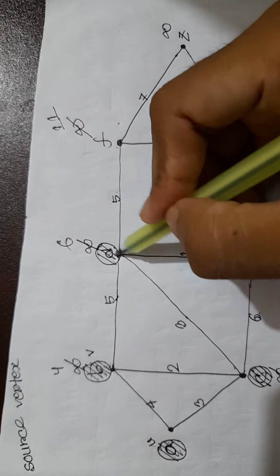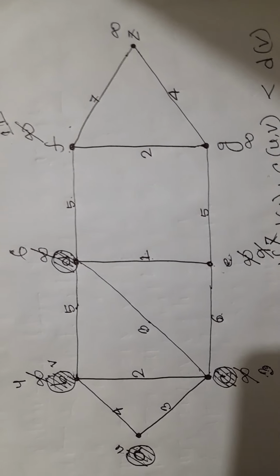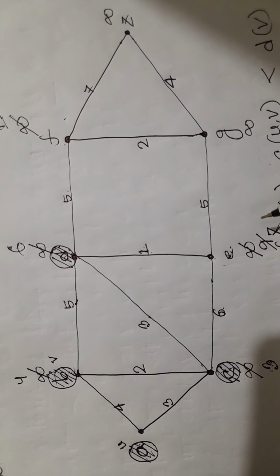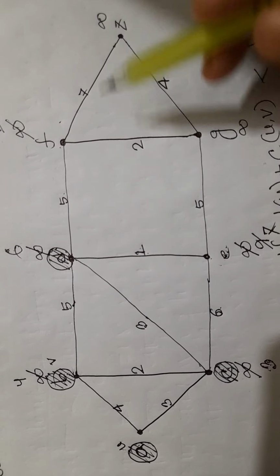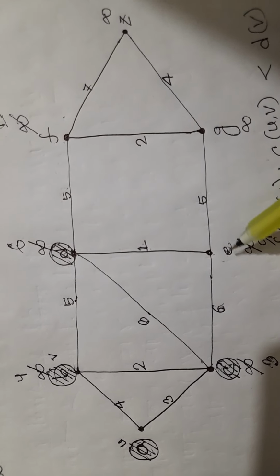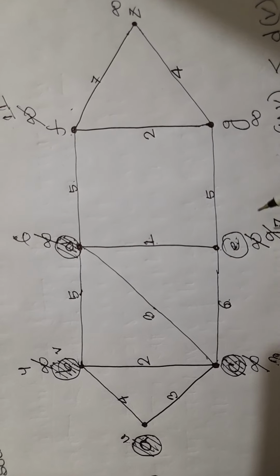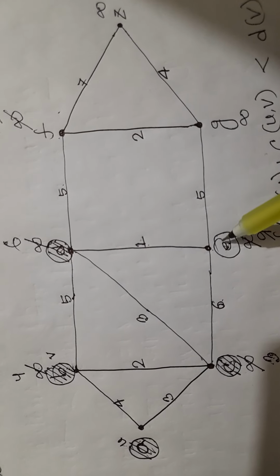D is completed. Now among the remaining vertices, 7 is smallest, so E is selected. 7.